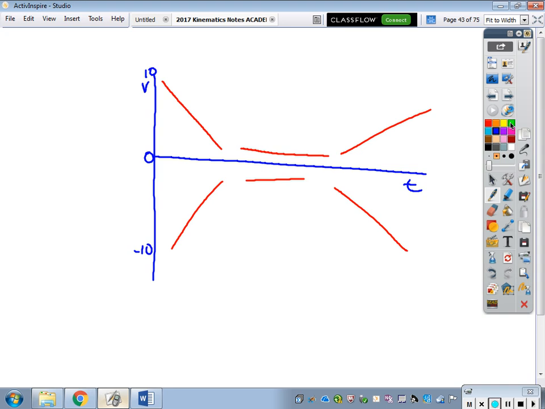These first two graphs are showing us velocity values that are getting closer to the x-axis. We call that converging on the x-axis. So when we're getting closer to the x-axis, we're getting closer to a velocity of 0. This is going to be a decrease in our speed. Anytime we see that, that is a decrease in our speed.